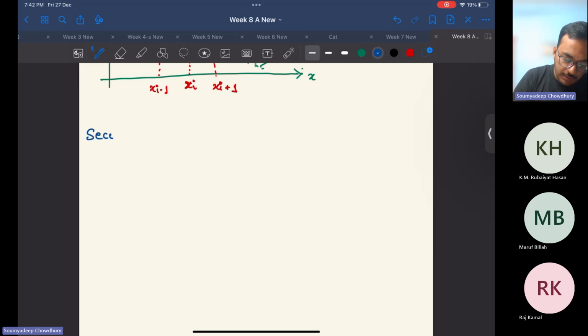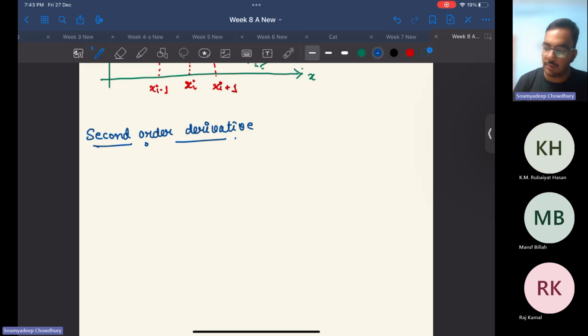So now we see the second order derivative. In second order derivative, I will not go into much detail. I'll just write how to derive it. Second order derivative means, if you want to find the derivative at xi, you will need the values at xi plus 1 and xi plus 2 for forward derivative. For backward derivative, you will need xi minus 1 and xi minus 2. Similarly, for central difference, you will need xi plus 1 and xi minus 1. Only 2 points are necessary.